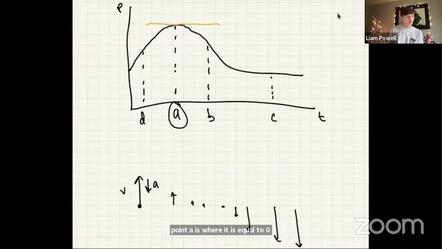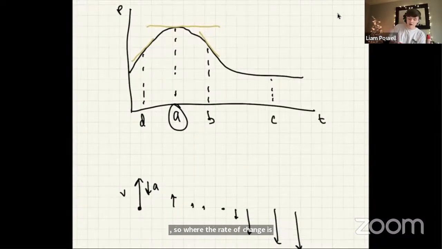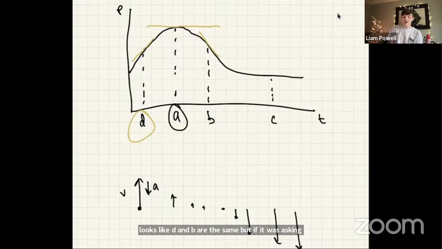And then at which moment in time is the speed greatest? In this one, I drew it a little bit not exact because I'm drawing it by hand, but we can look at the rate of change. Where the rate of change is highest is what it's asking for in speed, so you want the absolute value. It looks like D and B are the same, but if it was asking for velocity, we would choose A because that is a higher rate of change, and this is negative.